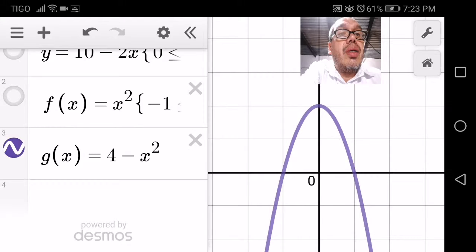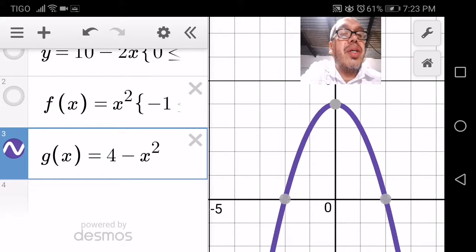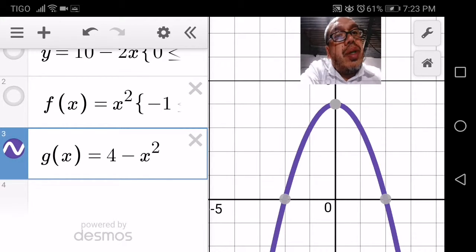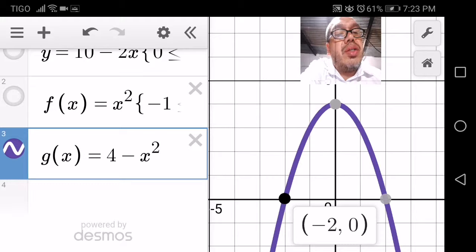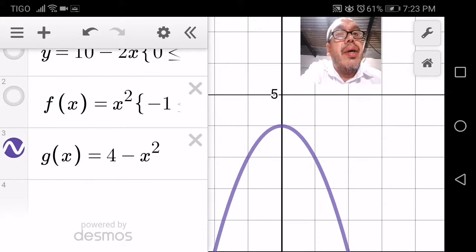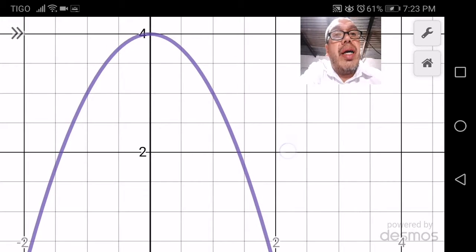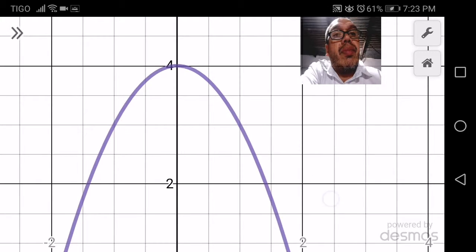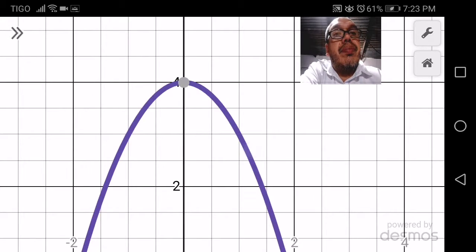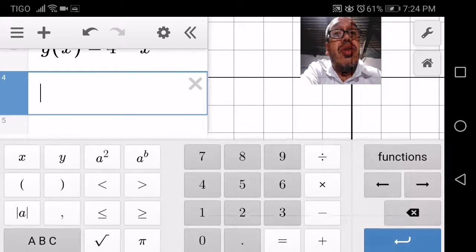Now, how many points of interest are we going to get here? Yes, you guessed right. You have 3. One of them is the intersection with the x-axis, another one is another intersection with the x-axis, and another one is the intersection with the y-axis. Now this intersection with the y-axis also happens to be the highest point in the graph. But sometimes that's not so.